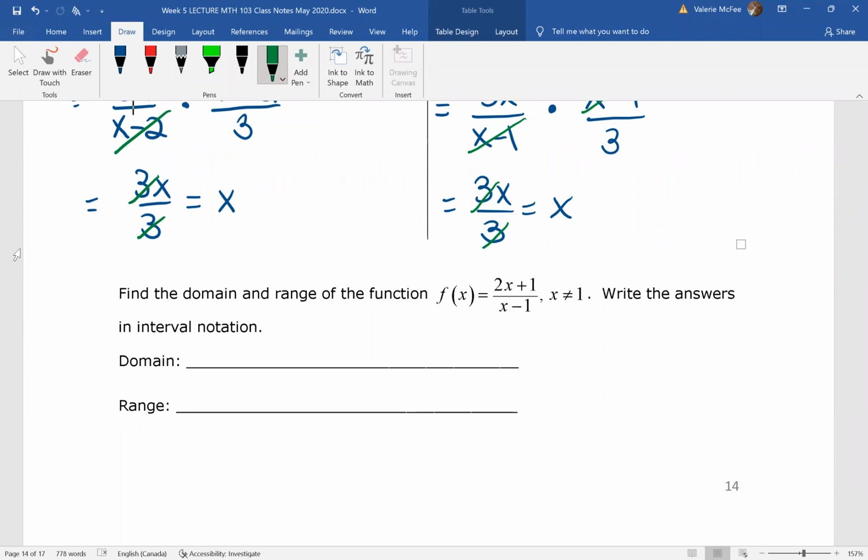Before we end this lecture, let's find the domain and range of our function f of x equals 2x plus 1 over x minus 1. The domain should be easy. We've done that before. We know the denominator cannot equal 0, and so we know that x cannot equal 1. But I've never asked you to find the range before. Remember what we said about the range. It equals the domain of the inverse function.